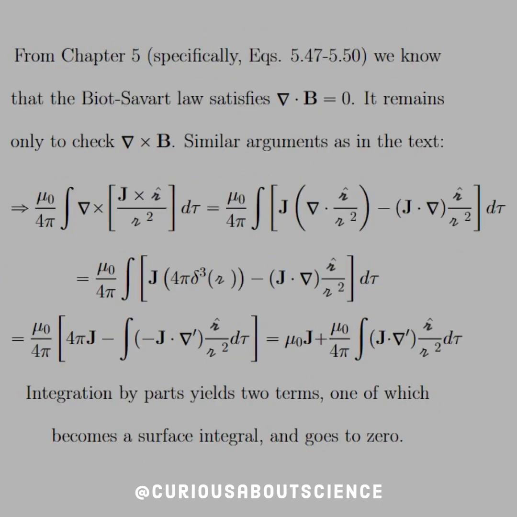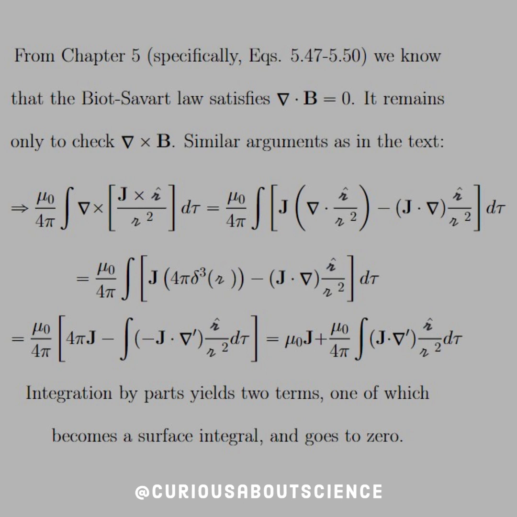From chapter 5, we know that the Biot-Savart law satisfies the divergence of B equals 0, using a similar method, but we have to be careful with the cross product and the J cross r hat terms. So now we need to check the curl of B. Similar arguments: we have the curl of J cross r hat, and we can split that up using, I believe, BAC-CAB or one of the vector identities. Again, those vector formulas coming back with these triple products.